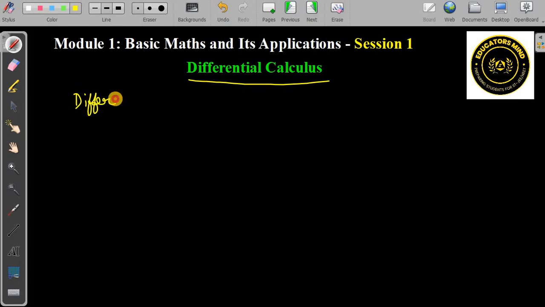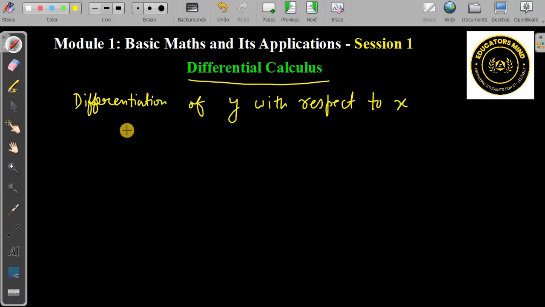Differentiation of y with respect to x, which we write as dy by dx. So dy by dx is differentiation of y with respect to x. We will go from very basics. So what is x and y?